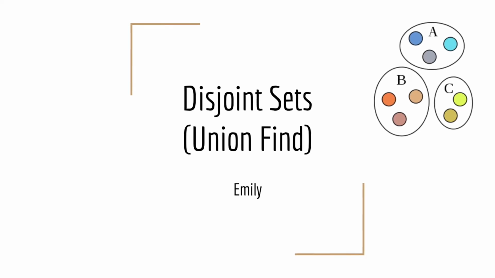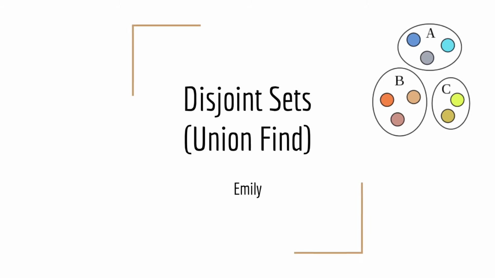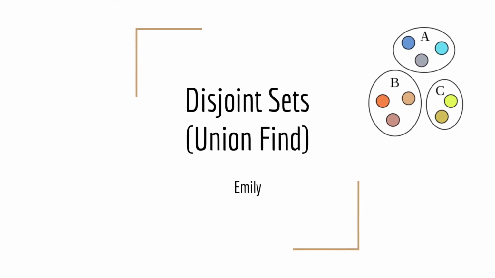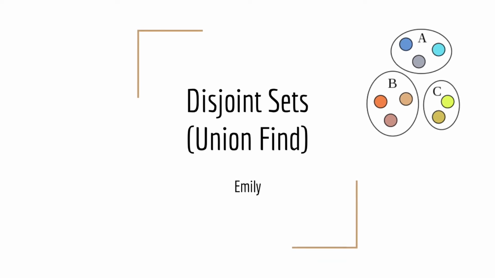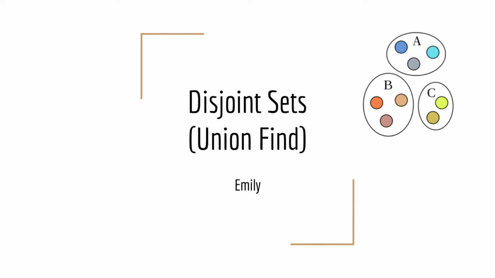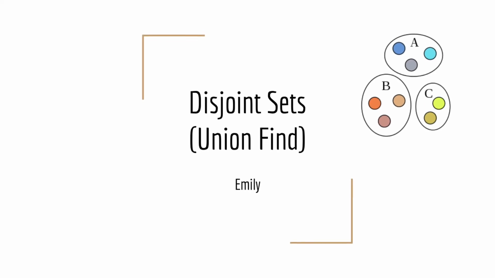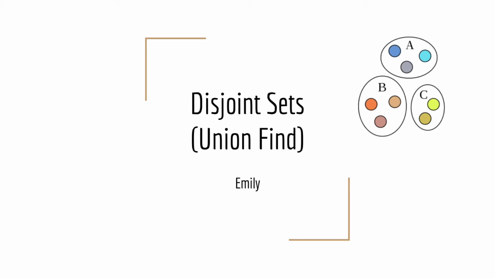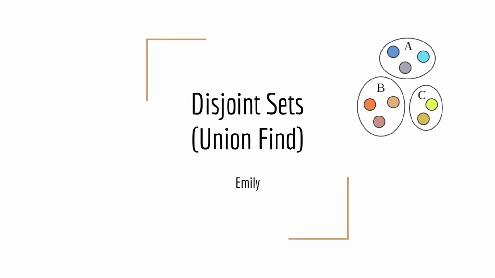Today I want to talk about a data structure commonly seen in graphs called disjoint sets. Disjoint sets are also sometimes called union find due to its two operations, union and find. Sometimes people refer to disjoint sets as a data structure and union find as an algorithm. But today in my channel we're just going to refer to it as a data structure.